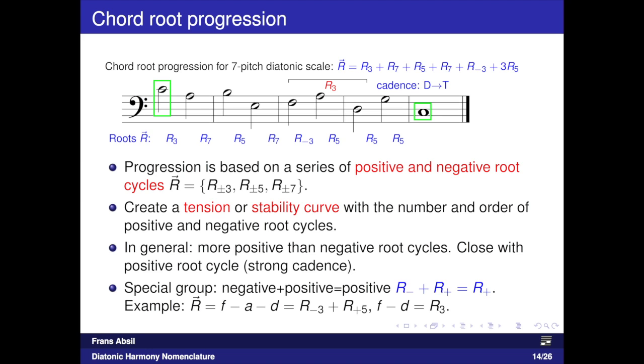In the center there's a special group, and this goes beyond the discussion of terminology. It's a pair of a negative followed by a positive root cycle. Note the roots moving from F to A to D, where the end effect is a downward third movement from F to D.